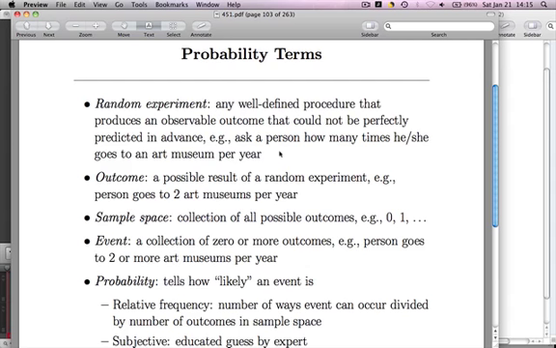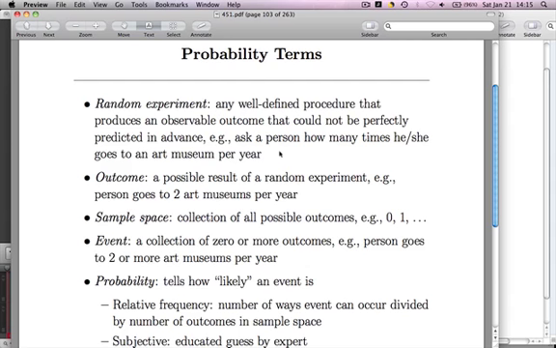Random experiments will result in some outcome. An outcome is just the result of a random experiment. For example, if I were to flip a coin and it comes up heads, well, getting heads is an outcome. If somebody clicks on the banner ad, well, clicking is an outcome. If I ask you, how many times did you go to an art museum last year, and you say you went 2 times, that's an outcome.